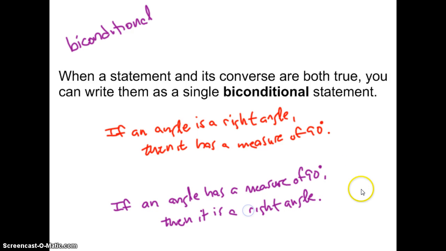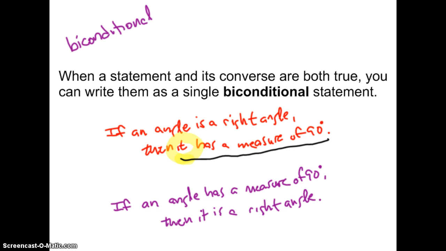So here's my converse. If an angle has a measure of 90 degrees, then it is a right angle. One thing that I want you to notice here is you may have written the statement, if it has a measure of 90 degrees, by just moving this back to the hypothesis spot, but you really need to keep the subject in the beginning. You want to leave the angle part so that you have the subject in the beginning. So if an angle has a measure of 90 degrees, then it is a right angle.